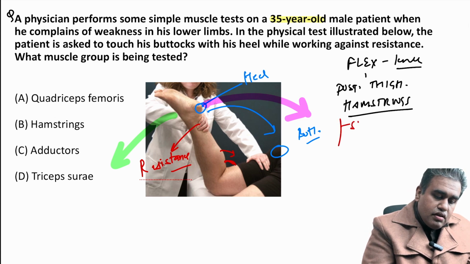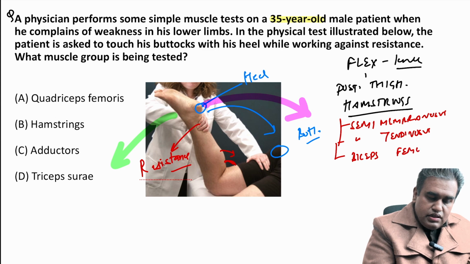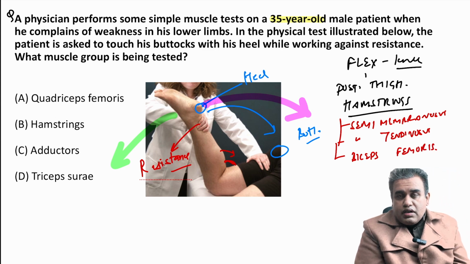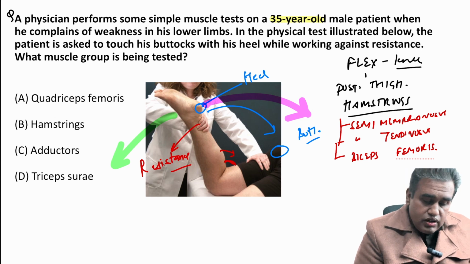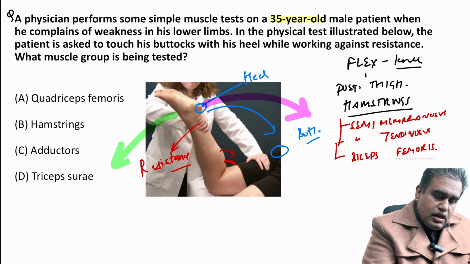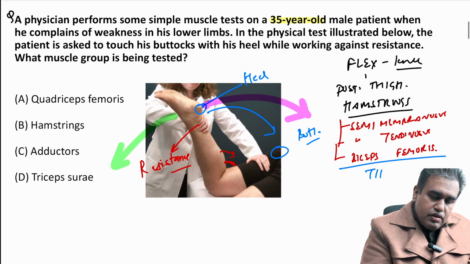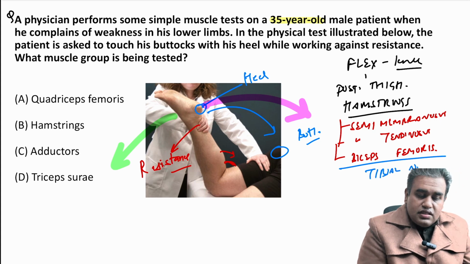Basically the semis. One is semimembranosus. Then we have semitendinosus. And we also have two heads of biceps femoris. Remember, biceps is not only of the upper limb, biceps is also for the lower limb, biceps femoris, short and long head. And these are mainly supplied by the tibial nerve. Tibial nerve mainly supplies these muscles.